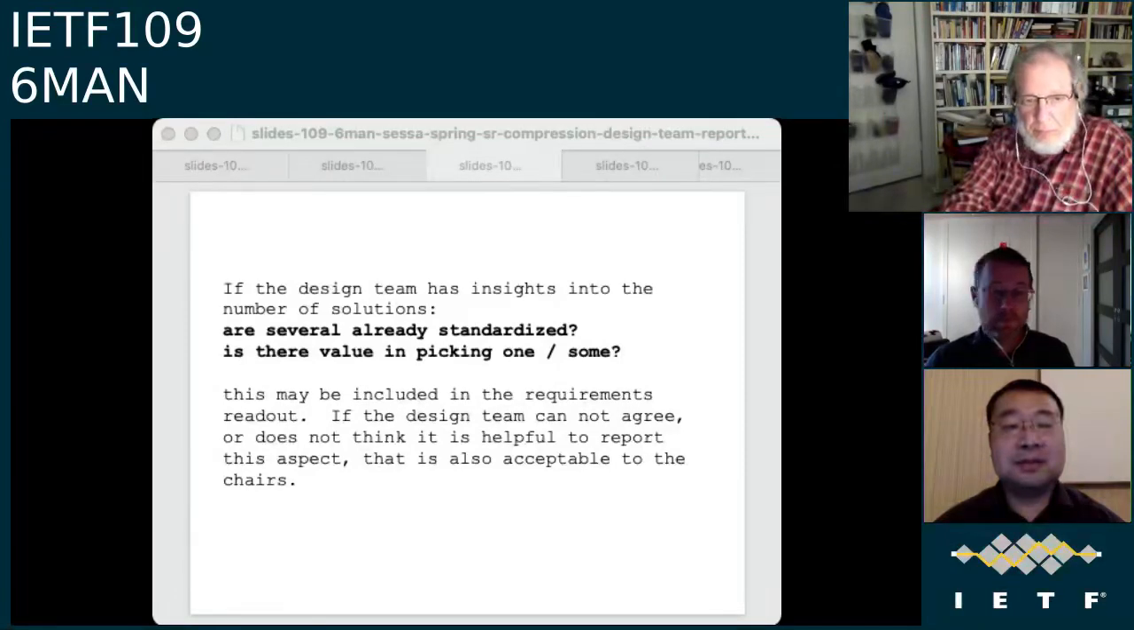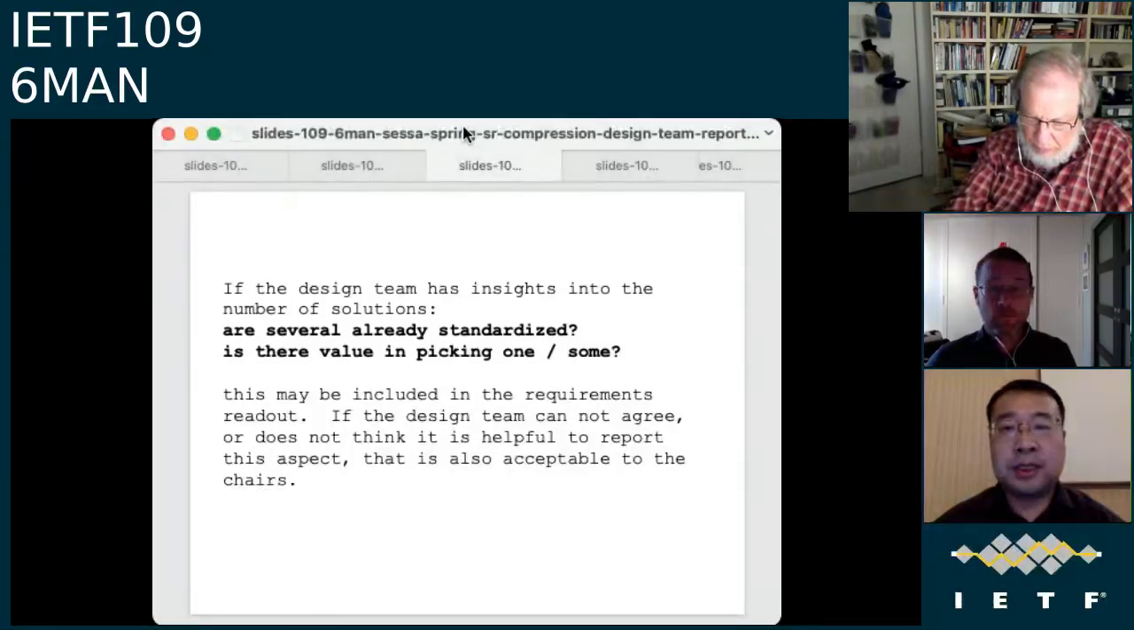But the working group of Spring is also very nice. They consider that if a design team cannot get agreement on those questions, that is also acceptable to the chairs. So that is some additional information. Next page.